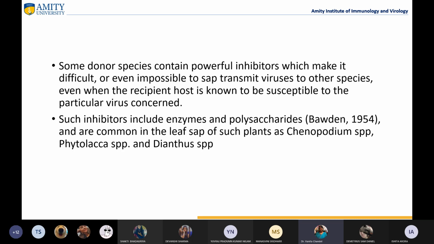So some donor species have very strong inhibitors, due to which it is sometimes impossible to sap transfer viruses to other species, even when the recipient host is susceptible to that virus. Such inhibitors include enzymes and certain kinds of polysaccharides, and they are common in the leaf sap of plants such as Chenopodium, Dianthus, and other plants that are being used.